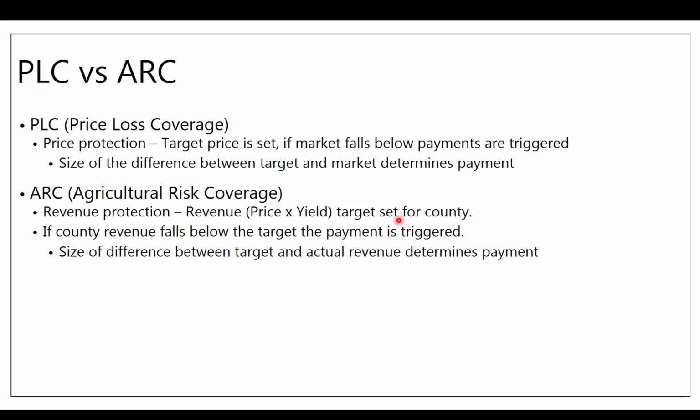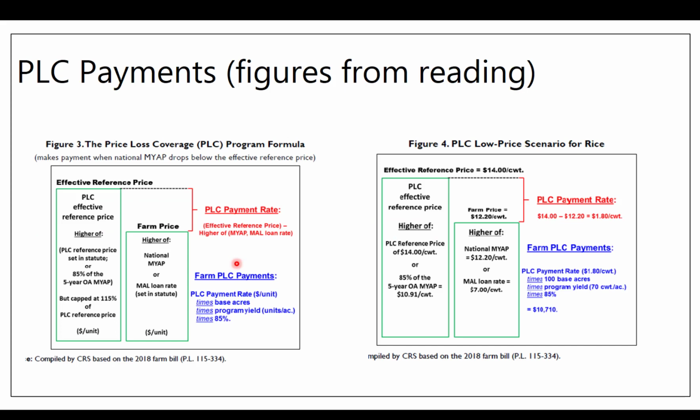I think it's called the revenue guarantee. And when county revenue, the actual, after we've realized what the yield in the county is going to look like on average and what the price is going to be nationally, then the county revenue falls below that target or that guarantee revenue level. The payment gets triggered, and again, the size of that difference, how deep the actual revenue falls below the target or the guarantee, will determine the payment.